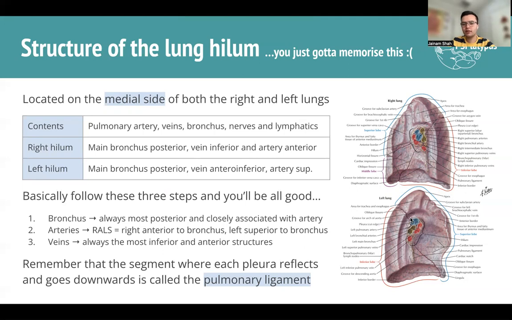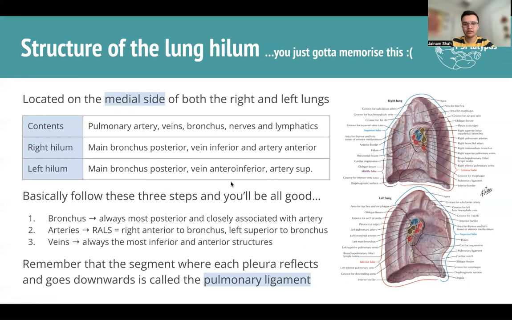And the vein is whatever's remaining, but it's generally always going to be the most inferior and anterior structure. Now, just really quickly to avoid any confusion, you'll notice that on both lungs we've got 2 sets of pulmonary veins that you can see. That's normal. Remember that the pulmonary veins are paired. It'll also depend on where you dissect the hilum. If you dissect more medially, you might only see one set of veins, but if you dissect more laterally, you might see more of that branching happening. So it does depend, but in general these 3 rules and 3 steps will get you the answer almost all the time.